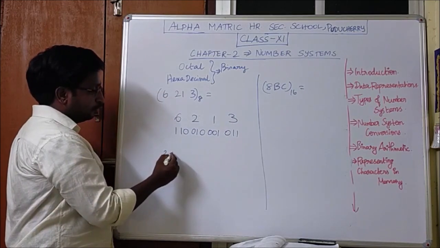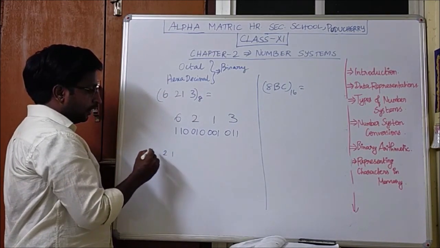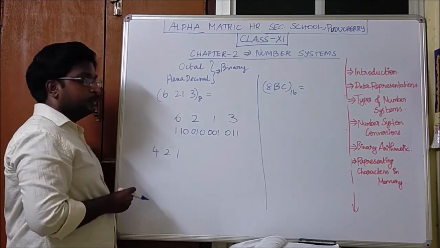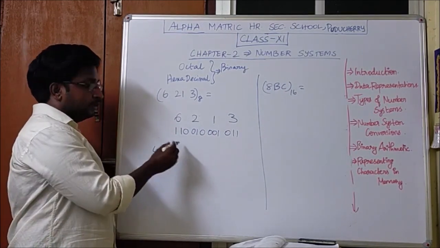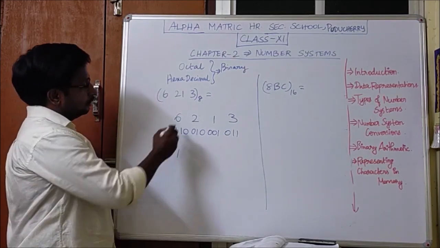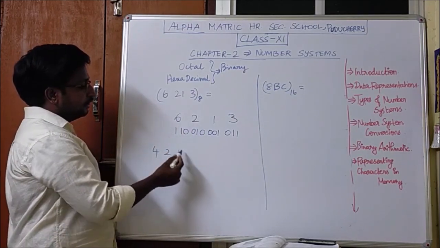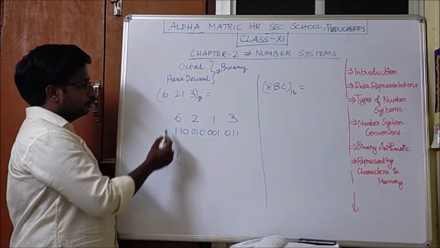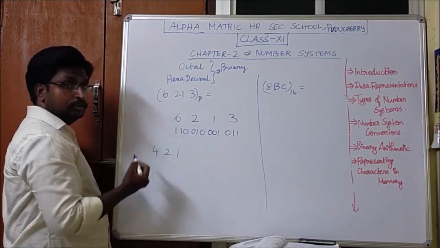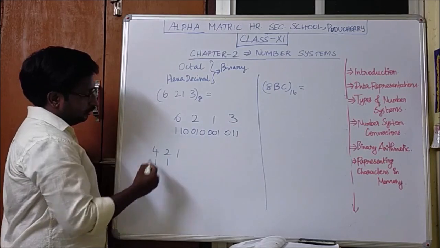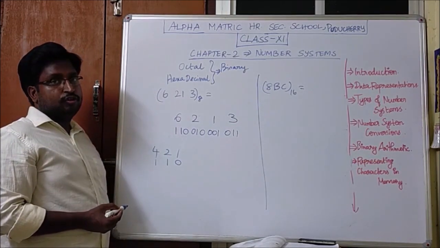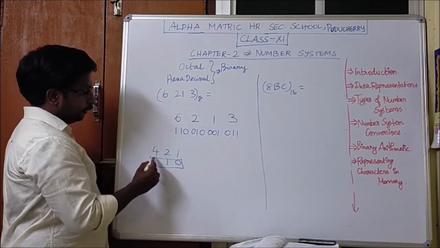You know the powers of 2, that is 2 power 0, 2 power 1 and 2 power 2. We need only 3 digits, so we take these 3 values as the positional notation. Which of the numbers sum up to get the value 6? The digits 4 and 2. Below those you put 1, and in the remaining you put 0. Here you get 110.